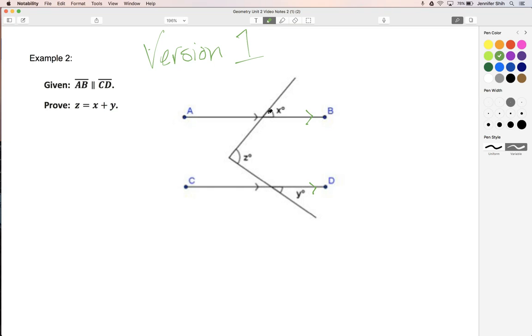And if we look at this and I tell you, oh, by the way, Z is equal to X plus Y, you should look at me like I'm crazy. And you don't have to believe me. We are going to use an auxiliary line to prove that angle Z is equal to angle X plus angle Y.